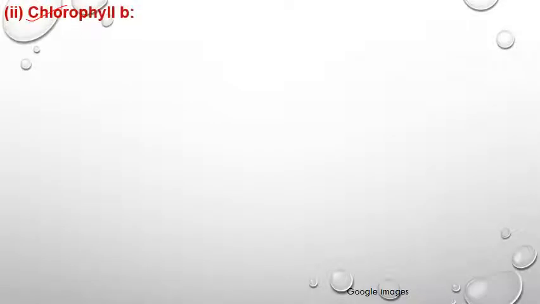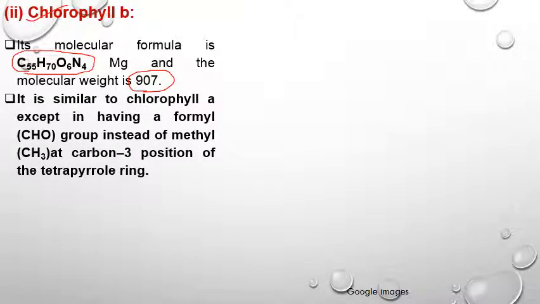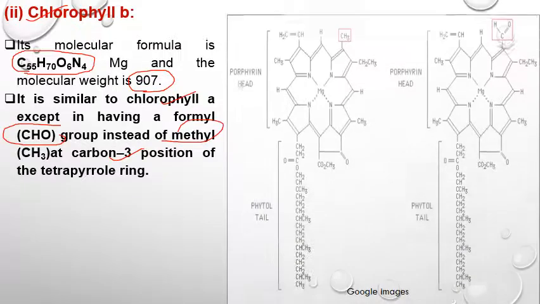Next is chlorophyll B. The molecular formula of chlorophyll B is C55H70O6N4, and central magnesium ion is similar to that of chlorophyll A, and its molecular weight is 907 Dalton. It is similar to chlorophyll A except in having a formyl group, that is CHO group, instead of methyl group at carbon number 3. So this is the only difference in chlorophyll A and B.